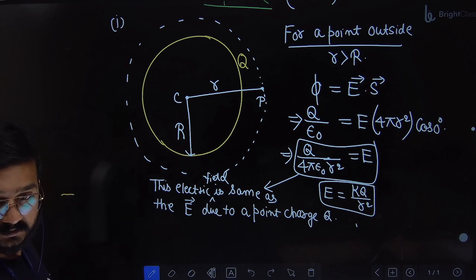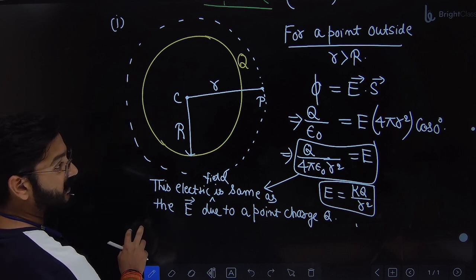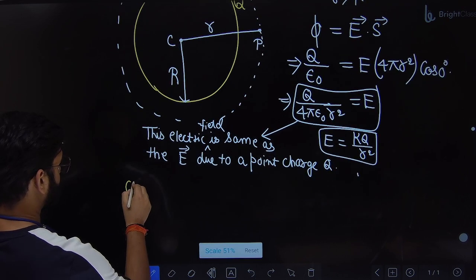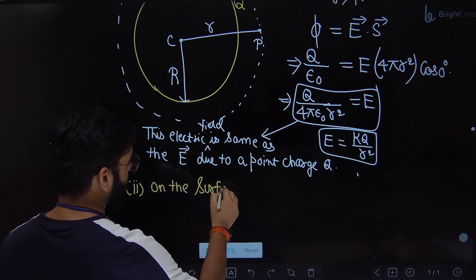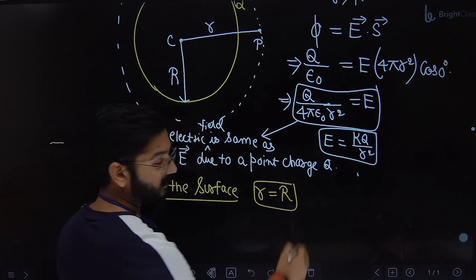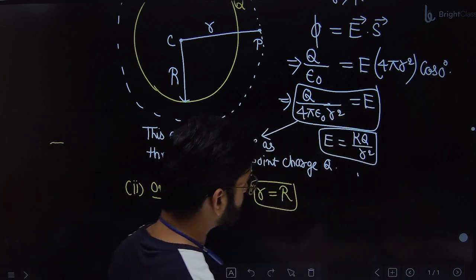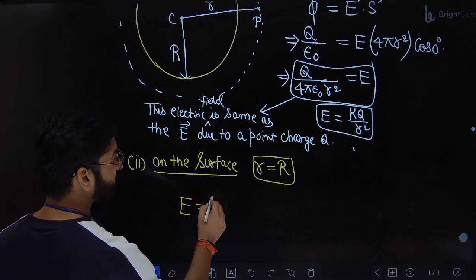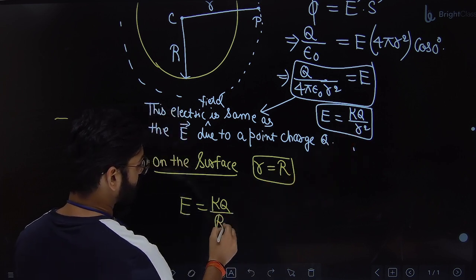Copy it. Second case. Anyone writing? Second case, on the surface. On the surface means what? Small r is equal to capital R. It means the point P is on the surface itself. So small r is equal to capital R. So it means what? Electric field will be equal to KQ by small r will be replaced by what? Capital R.